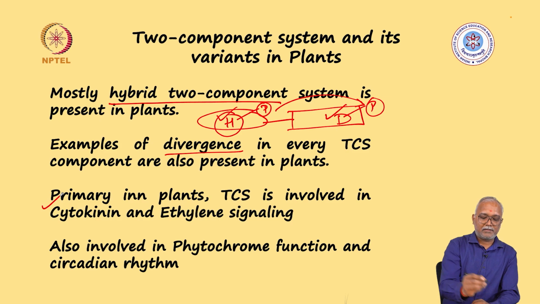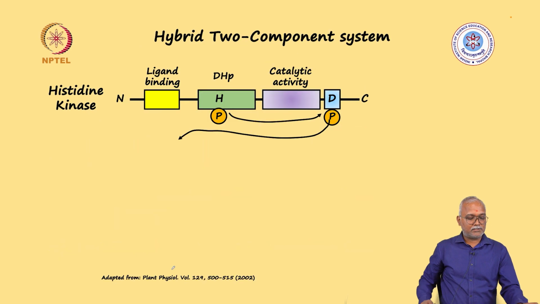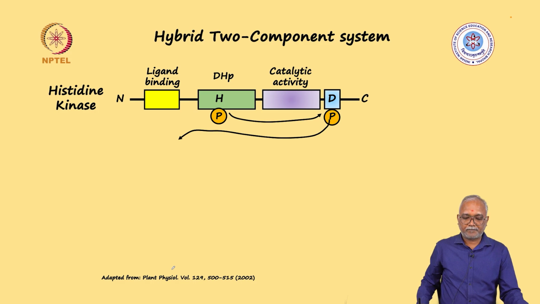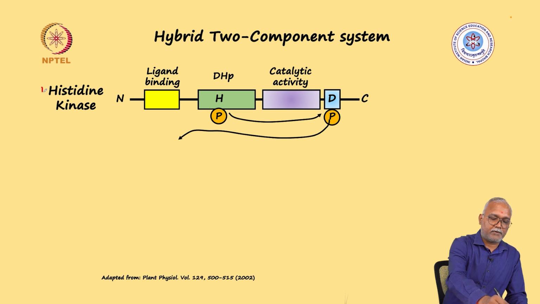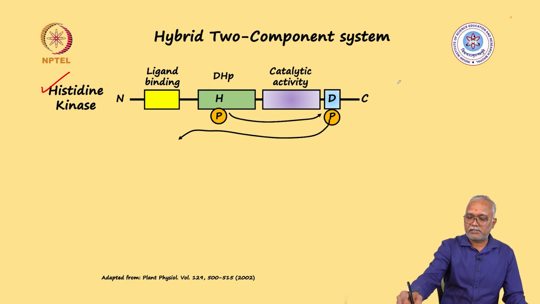As I mentioned earlier, primarily in plants you have TCS, which is involved in cytokinin and ethylene signaling, as well as phytochrome and the function of circadian rhythm. So let's check back again and see what the two-component system was. As we saw in the case of bacteria, you will need the receptor kinase, which is a histidine kinase. In bacteria it was called sensor kinase. I'm not sure if you call them by that name in plants; rather they are just the histidine kinase, as they are often referred to.